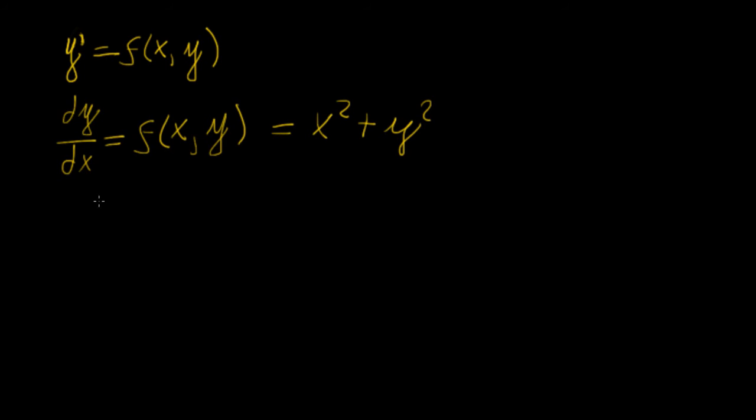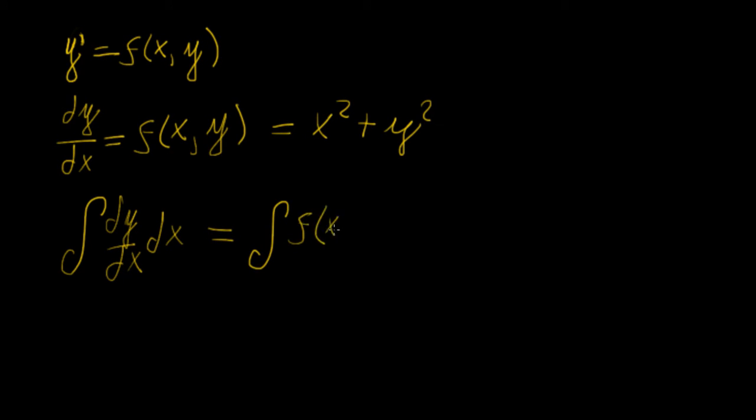Now, separation of variables consists of something very simple. What you need to do is integrate both sides. So you're going to take dy/dx and integrate it with respect to x, so that this differential basically cancels out, and you're going to integrate f(x, y).